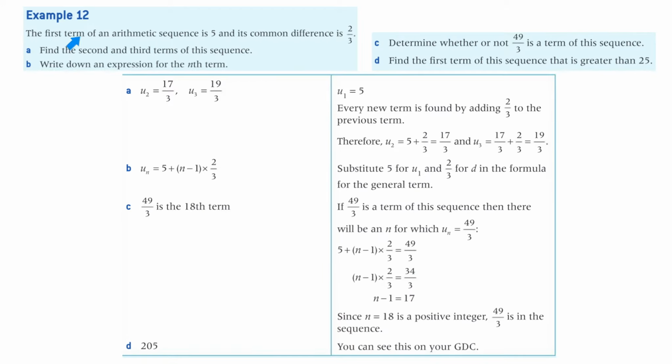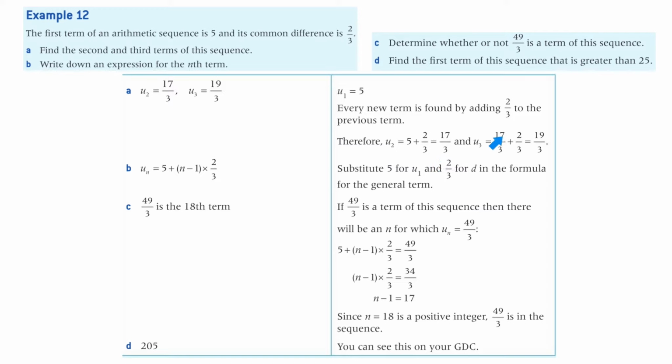Example 12, the first term of an arithmetic sequence is 5 and its common difference is 2 on 3. A, find the second and third terms. So that's here. There are the answers. How did we do it? Well, we know the first term is 5, and every new term is found by adding 2 on 3 to the previous term. So if you have to find the second and third terms, the second term is 5 plus 2 on 3, so that's 17 on 3.